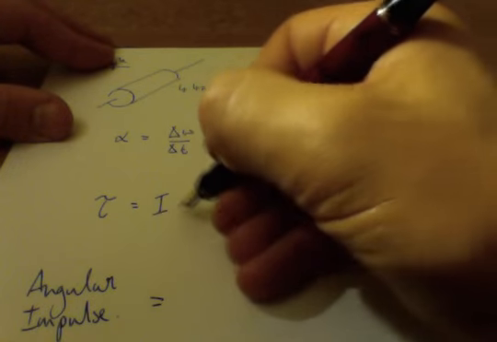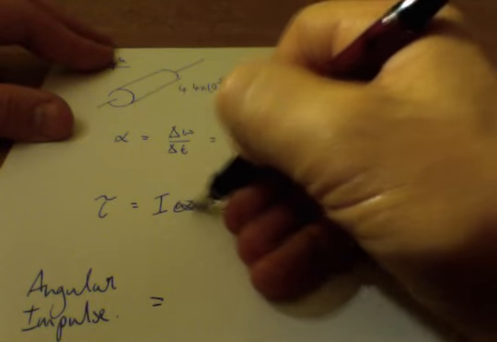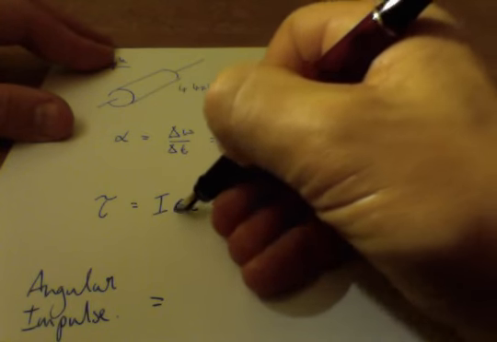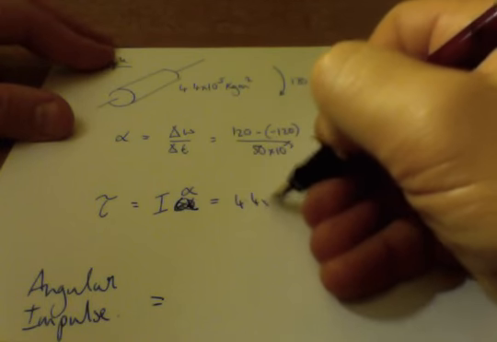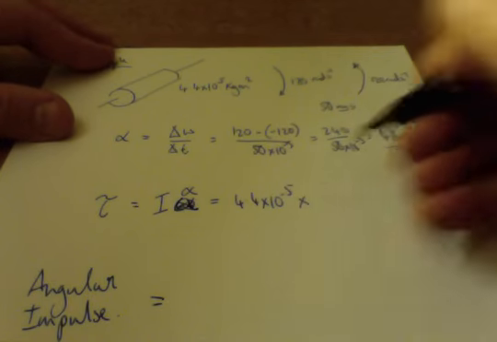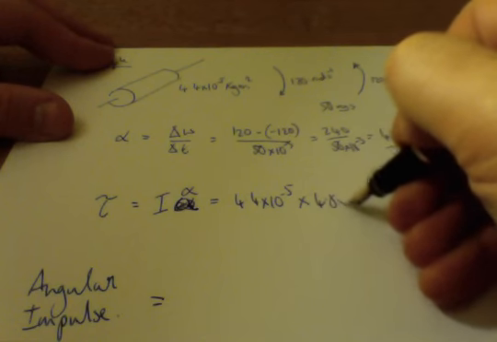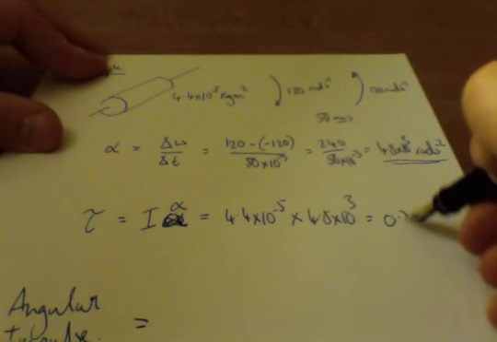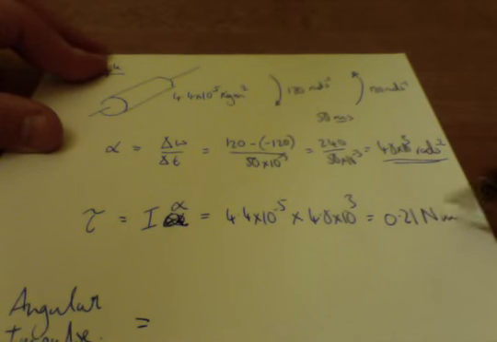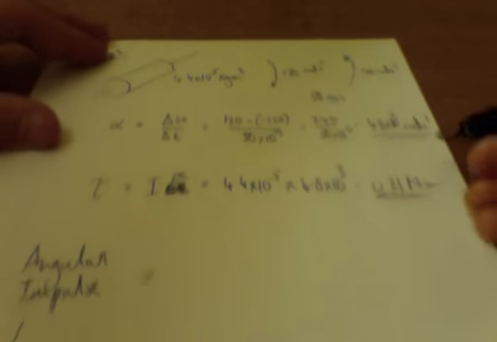The torque is the moment of inertia multiplied by the angular acceleration, alpha. We know that's 4.4 times 10 to the minus 5, multiplied by what we know here, 4.8 times 10 to the 3. And that gives us 0.21, careful about the units again. Torque is not only in force, but how far the force is acting away.